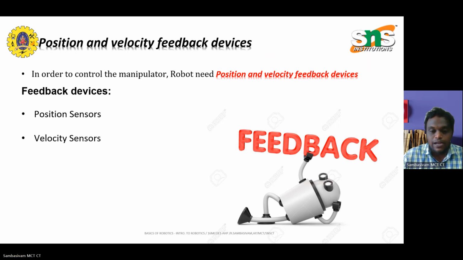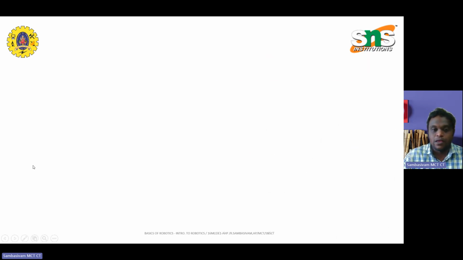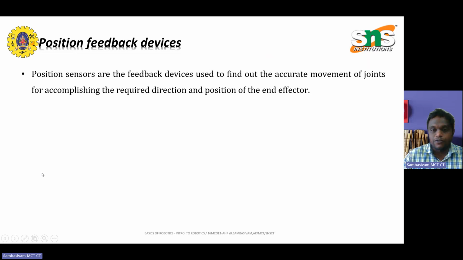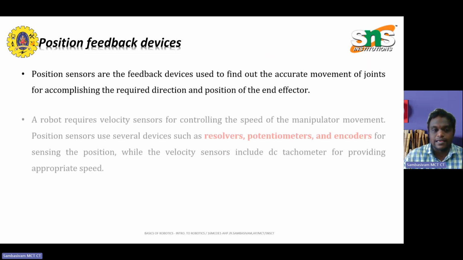Whether the robot movement has to be accelerated or decelerated, and at what range it has to function, has to be identified by using the velocity sensors. Now we are going to discuss in detail the position feedback sensors. As I said, position feedback sensors are one of the feedback devices used to identify the accurate movements of joints, for identifying the required direction and the position of the end effectors to do a certain task.